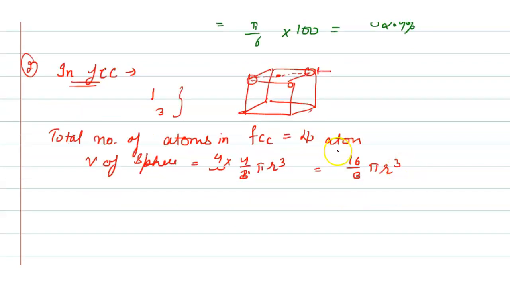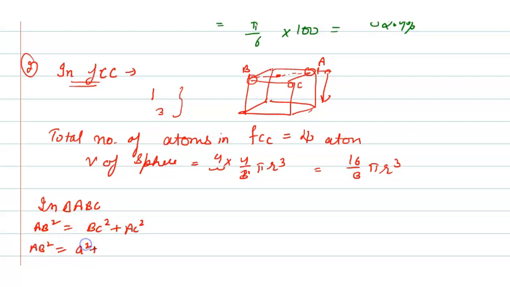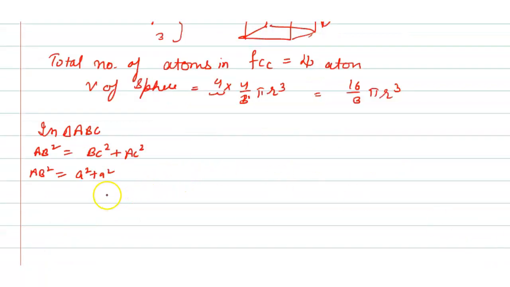Now for the volume of cube, first we will find the edge. Now you can consider triangle ABC. So in triangle ABC, using the Pythagoras theorem, AB, the hypotenuse, squared is equal to BC square plus AC square. Now AB square is equal to a square plus a square because BC and AC are the edges of the cube.